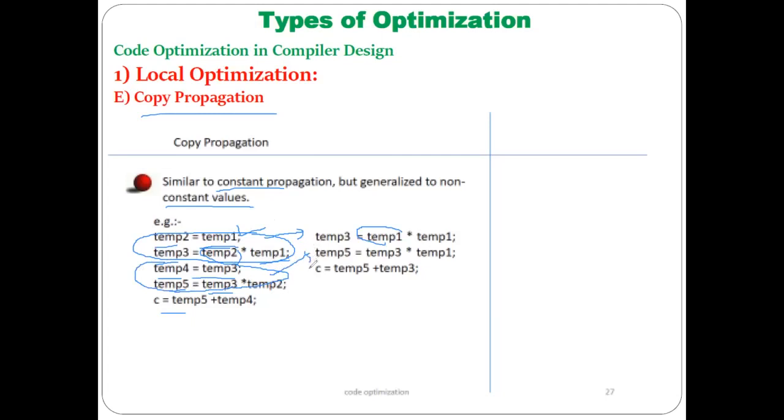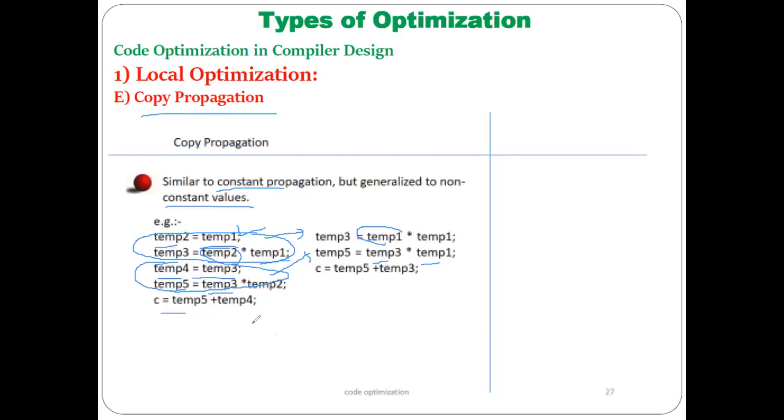Then for these two expressions also, the optimization can be performed and only one statement can be written as optimized code: temp5 equal to temp3 into temp1. Why temp1 have you written? Because as you can see here, you have assigned temp1 to temp2. Understood? Okay, that is the reason.